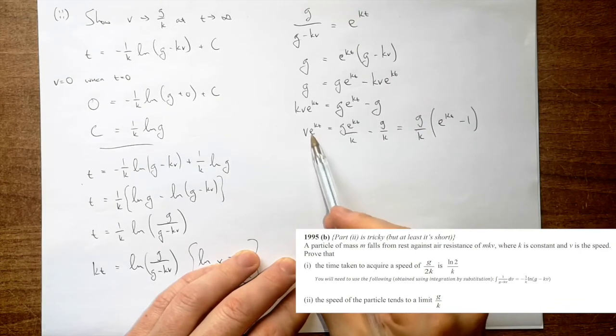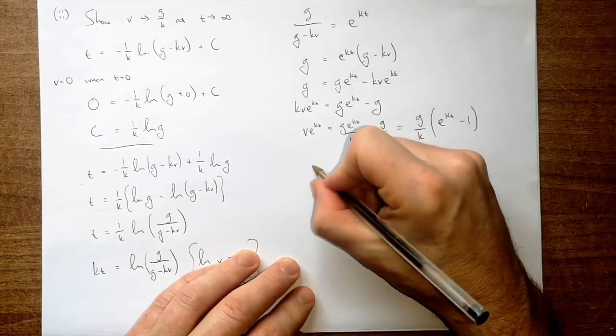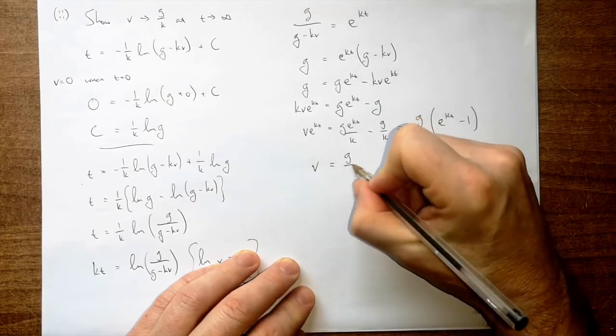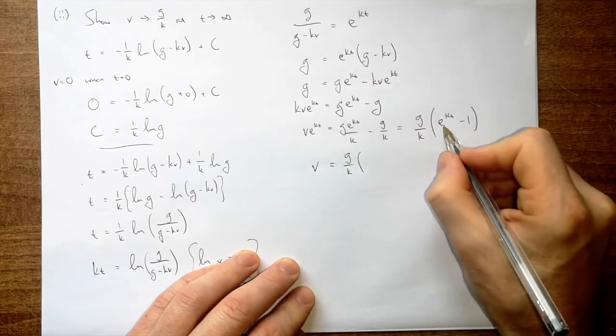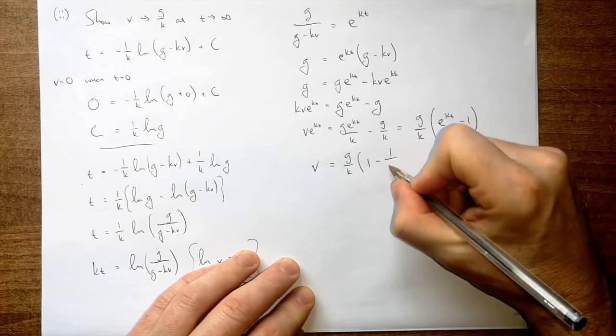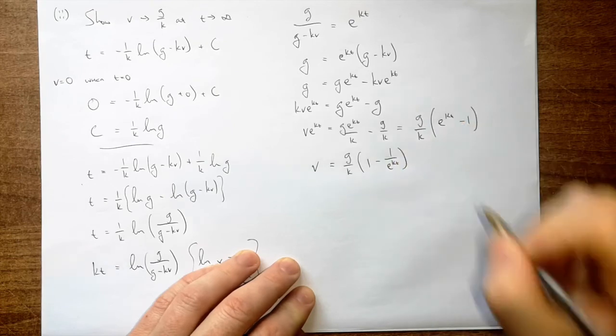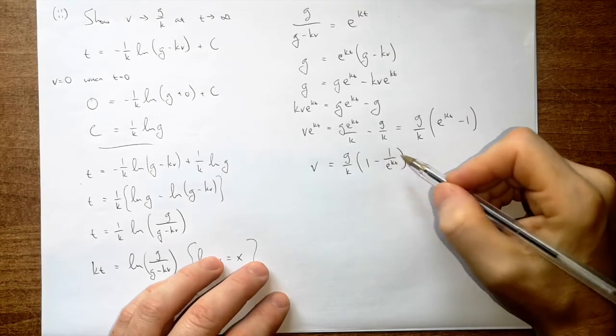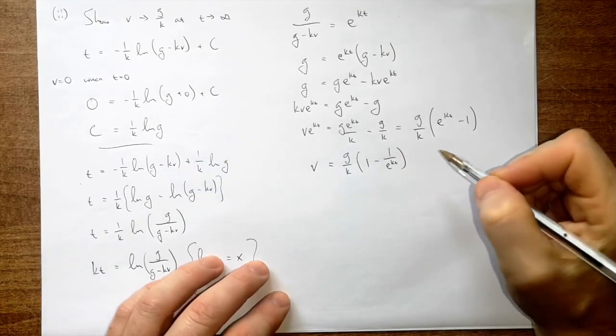Now we've got to get rid of this troublesome e to the power of kt, because I want v equals something. Well, it's not as bad as it sounds, because it's g over k. That divided by e to the kt is just 1, and that divided by e to the kt is 1 over e to the kt. Okay, that's good enough. You can express this as e to the power of minus kt, but I'm going to leave it like this. It's a little bit easier to handle.